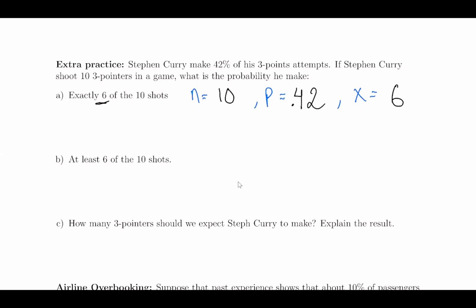Cool. For this one, would this be a CDF problem, or would this be a PDF problem? PDF. The reason why we know it's PDF is because we have a singular X value. All right, so let me transition over to ClassCalc, and let me get the answer for this one.